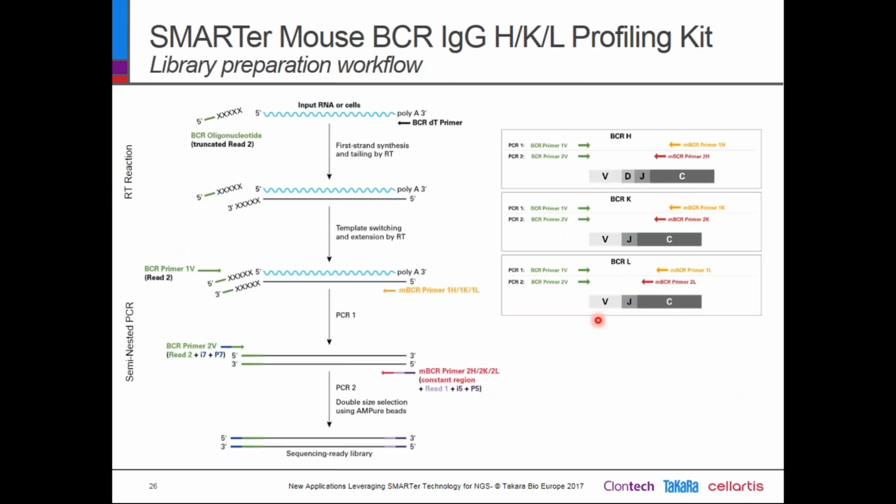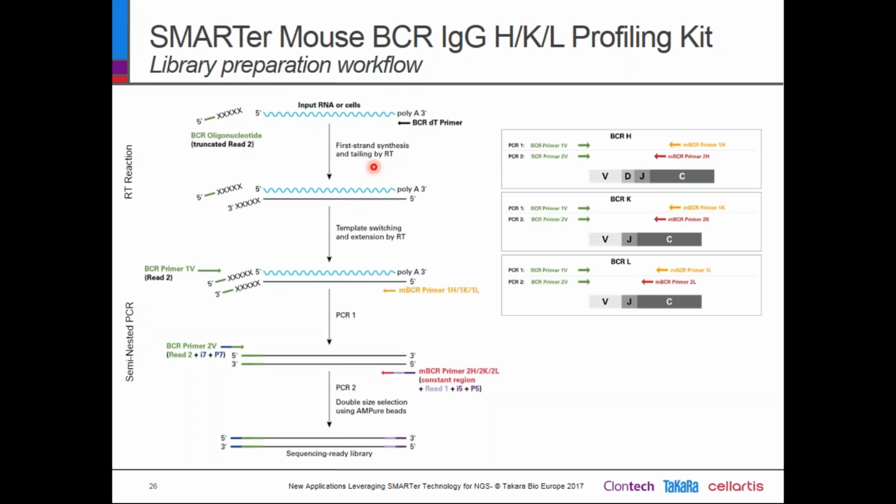So what we want in our solution for sequencing BCR is to provide an option to amplify all these variable regions. This kit is for the moment only available for mouse. It's the SMARTer Mouse BCR IgG HKL profiling kit. H for heavy, K for kappa, and L for lambda.